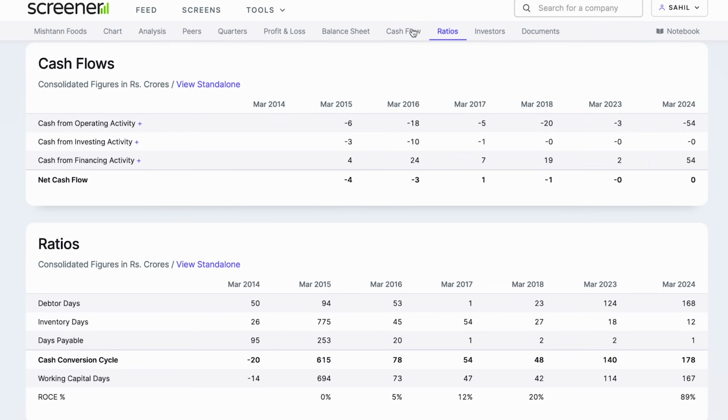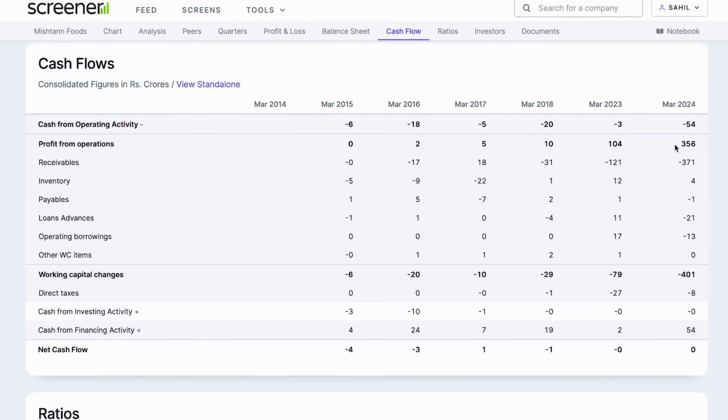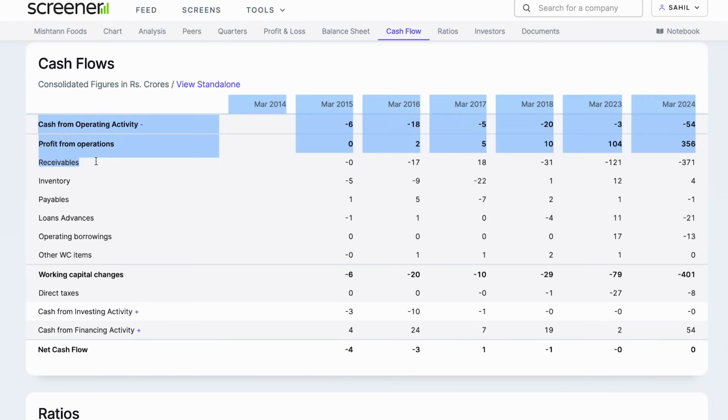And the big reason was, while the company reported massive profits, its cash from operating activity was negative. The reason was, out of 356 crore of profit from operations, the company was sitting on 371 crore of receivables. Basically, the money that the company reported in its net profits was never received by them. And that was visible only via the cash flow statement.